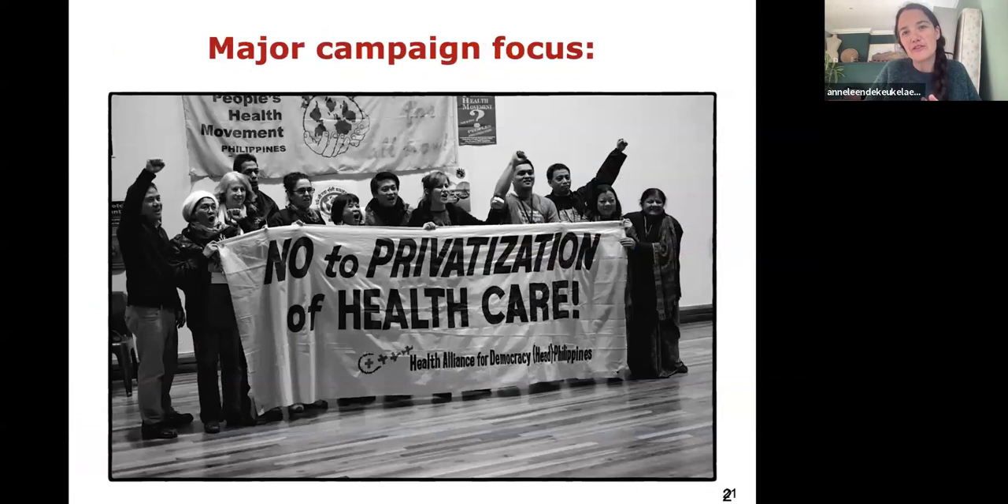One of the major campaign focuses of the Health for All campaign is no to privatization of healthcare. And this goes across, like if we think of food and nutrition, it's against the privatization or corporatization of food. If we think about public pharmacy, it's around the privatization of production of health technologies. If we think about universal health coverage, UHC, a lot of our criticism is also how it enhances privatization of healthcare. So there's this kind of common denominator with a big focus on campaigning against privatization.